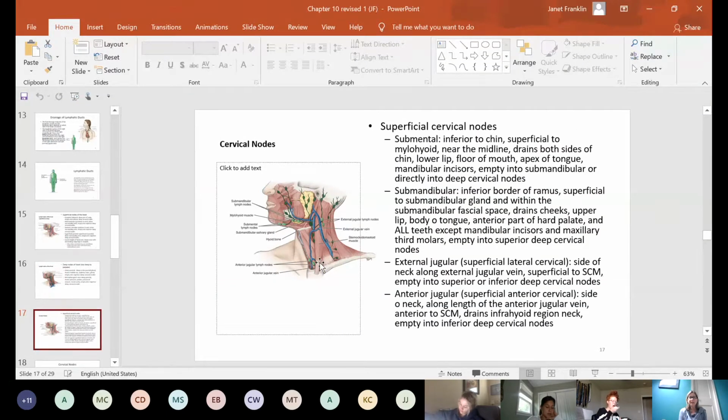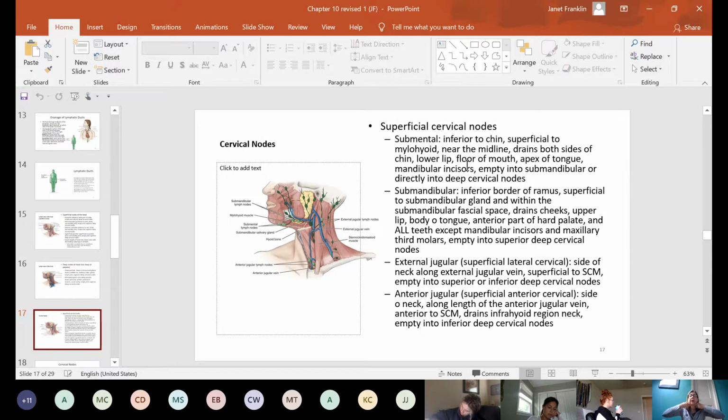So your superficial cervical nodes. These are your superficial cervical nodes. They are kind of important because if you'll notice, this is where a lot of the stuff that we look at in the mouth drains. So for example, your submental are inferior to the chin. Think about when you're doing your extraoral exam, you're taking your fingers and you're rolling the tissue to the side to feel for swollen nodes.